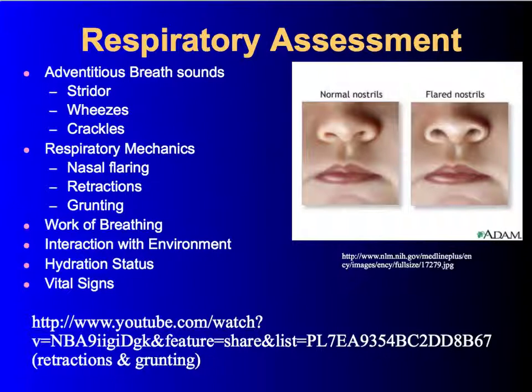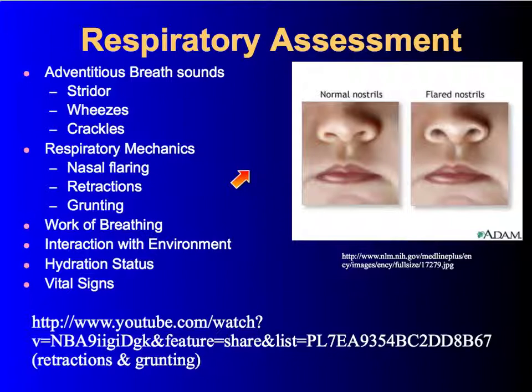Respiratory mechanics are when you're going to look for nasal flaring. And in this picture that I have shown you, here you have normal nostrils. They are not widened. In this side of the picture, you have flared nostrils, and this is nasal flaring. And it can be mild, it can be moderate, and it can be constant.